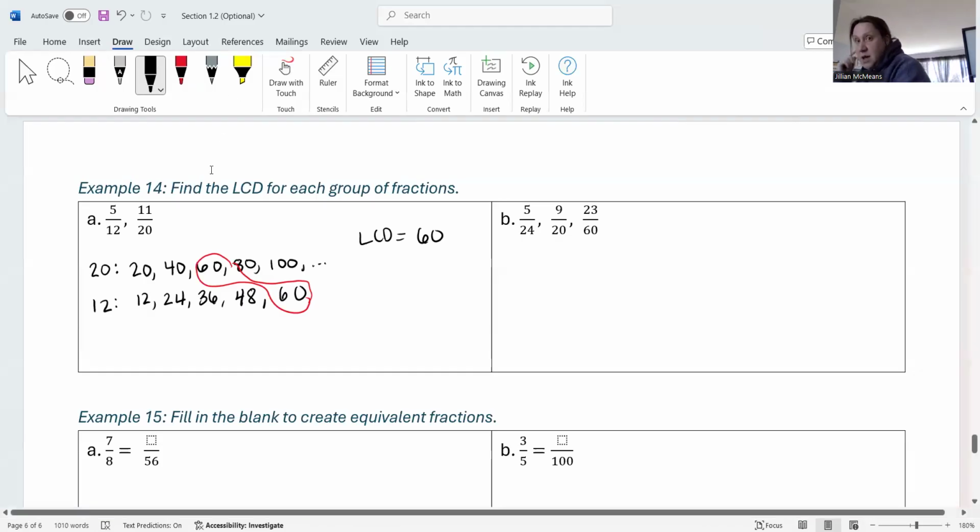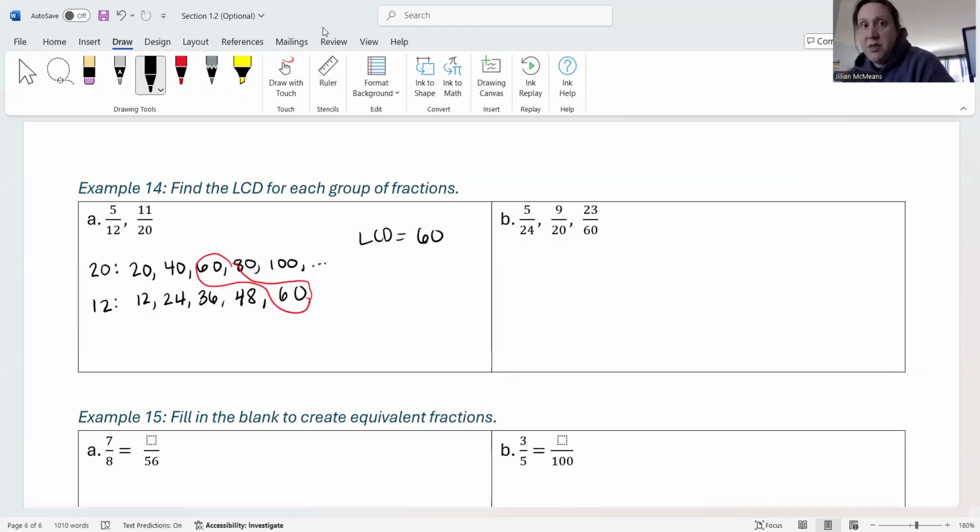Now for this next example, we're going to do the prime factorization method. It takes a little bit of time, but it's really good to use if you get stuck and you can't find your LCD. Even though it's a little more involved, this is the go-to method. So what you do is you start with each denominator and you find the prime factorization.